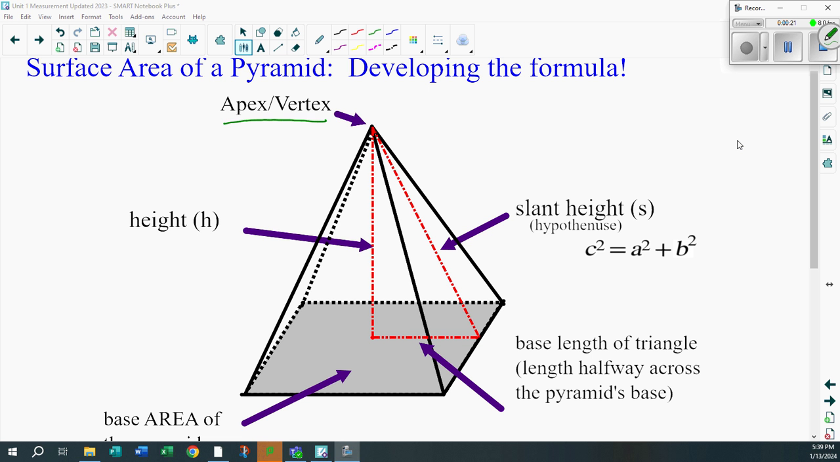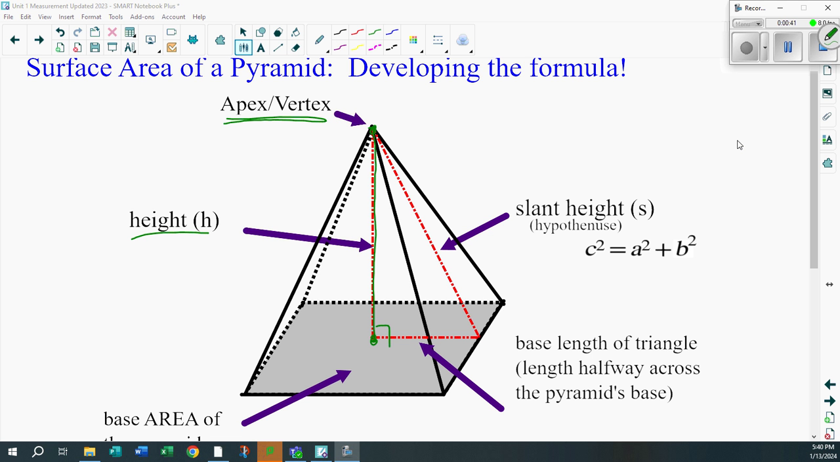First things first, you have something called an apex or vertex. That's the top of this again. You got a height, which again is from the apex right down to the center of this, either square down here or rectangle. Totally 100% up to you. But it does hit 90 degrees, right?